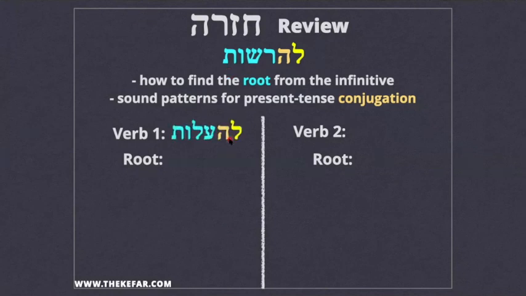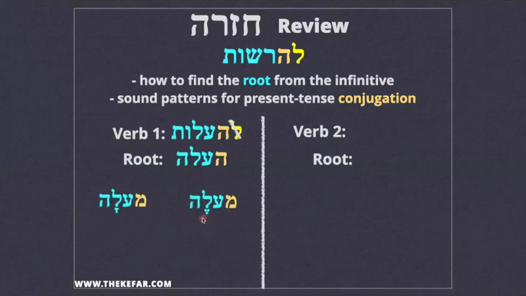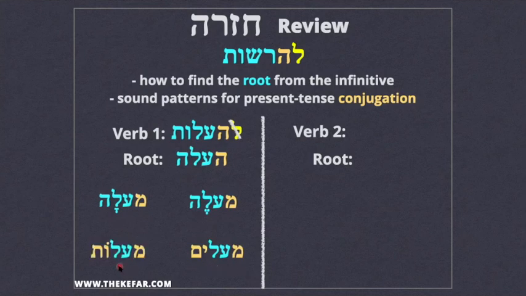This is the hif'il verb where the infinitive ends in a vav tav. So the first verb was leha'alot. Get rid of that initial lamed, and we're left with he'ela, the root. But again, what we want is the sound pattern from the infinitive, that a. And the vav tav we see turned into a he. So the masculine singular, ma'ale, feminine singular, ma'ala. Same exact spelling, but e for the masculine and a for the feminine. Ma'alim, masculine plural, and ma'alot, feminine plural.